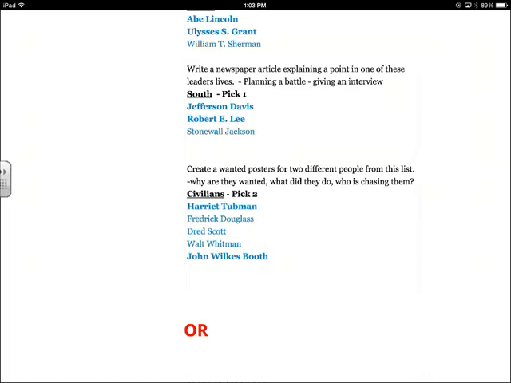The second part of the project is you're going to write a newspaper article then explaining a point of one of these leaders' lives. So act like you're doing some top secret investigating and you overheard them in a cafe, or you had the privilege to sit down with one of these people and interview them maybe before they went into a certain battle, and maybe you talk about some of their strategy and what they were planning to do and sites that they were going after and reasons they were going after it.